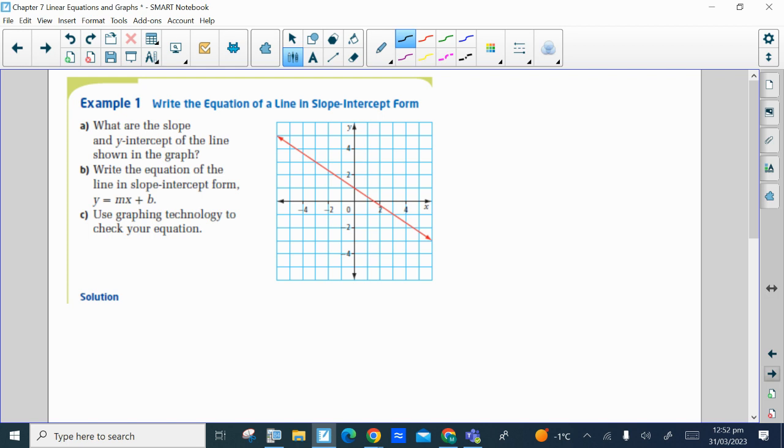So question A here says, what are the slope and y-intercepts of the line shown in the graph? What do you think, Chloe? What can we say? Do we know either the slope or y-intercept just by looking at the graph?